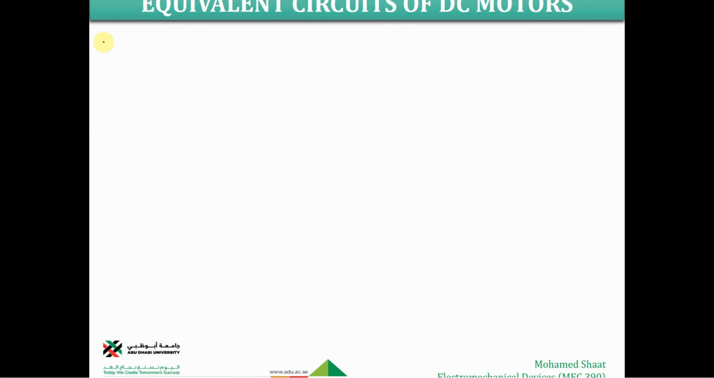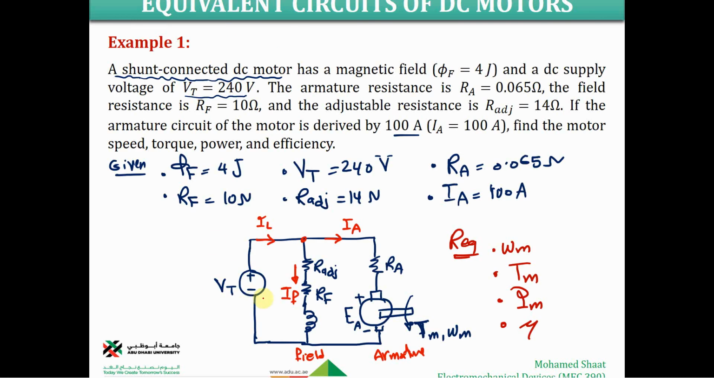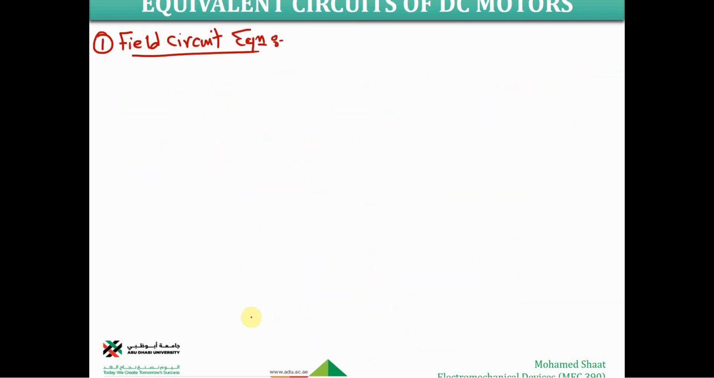Start with the field circuit equation. For the field circuit equation, we're gonna apply the Kirchhoff voltage law for loop 1. This is gonna be loop 1, that we're gonna apply the Kirchhoff voltage law to. So applying Kirchhoff voltage law for loop 1.